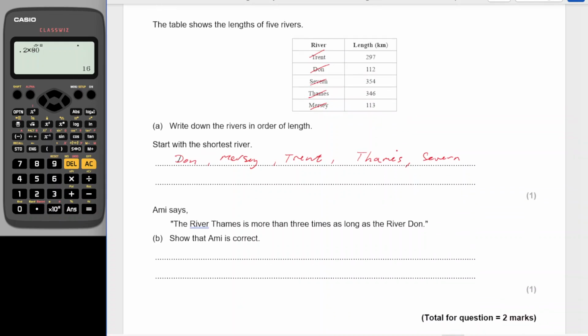Emil says the river Thames is more than 3 times as long as the river Don. Show that Emil is correct. So if I take the river Don, 112 times by 3, it's going to be 336. And then 336 is less than 346.